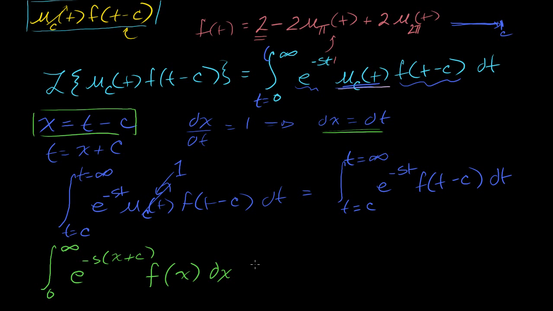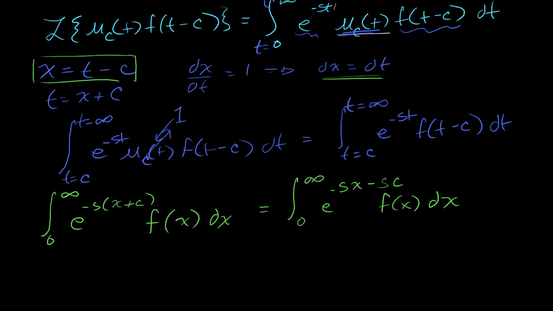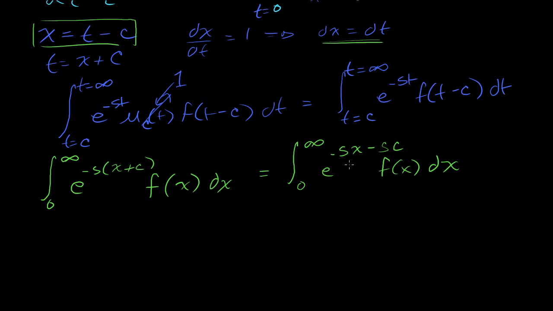Now this is starting to look a little bit interesting. So what is this equal to? This is equal to the integral from 0 to infinity. Let me expand this out, of e to the minus sx minus sc times f of x dx. Now what is this equal to? Well, we could factor out an e to the minus sc and bring it outside of the integral, because this has nothing to do with what we're taking the integral with respect to. So let's do that.